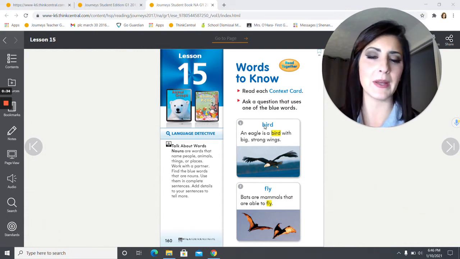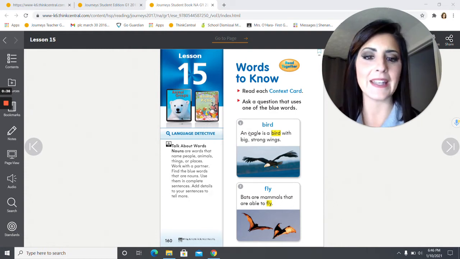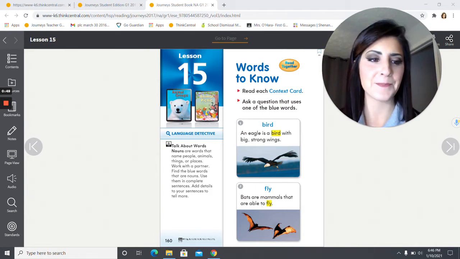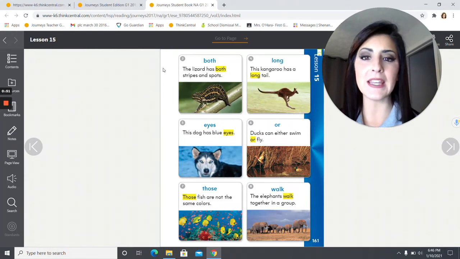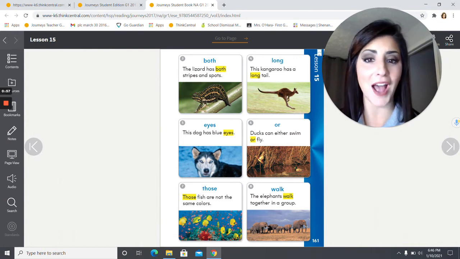Number 1, everybody say bird. An eagle is a bird with big, strong wings. Number 2, the word is fly. Bats are mammals that are able to fly. Word number 3, the word is both. The lizard has both stripes and spots.